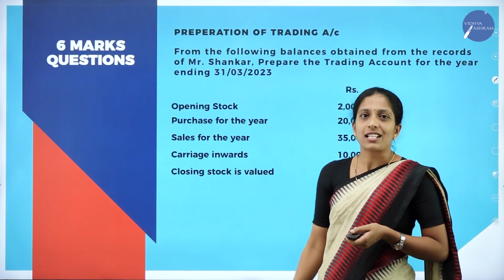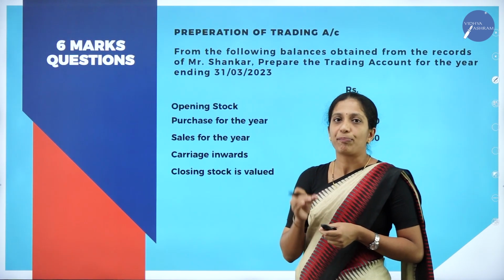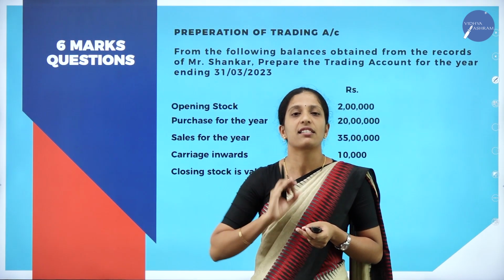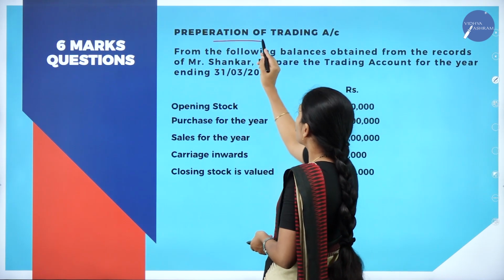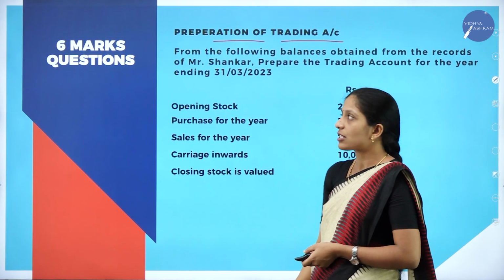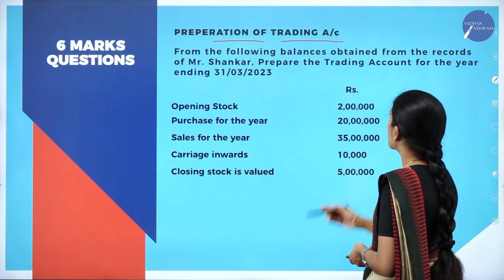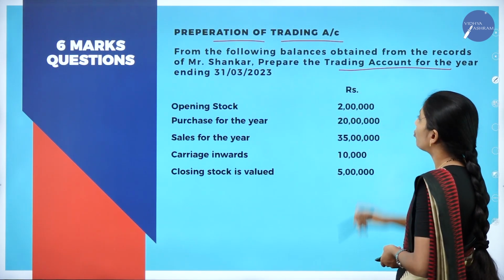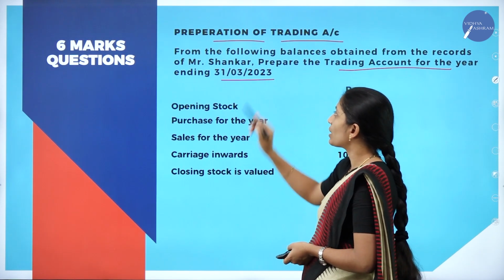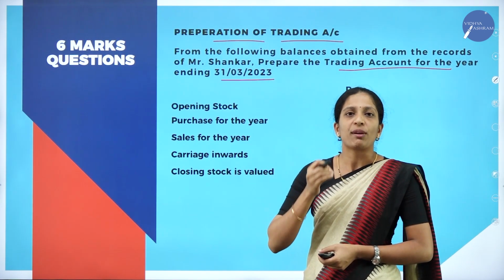Now moving on to the 6 marks question, I have told you it is a very important question for 6 marks and very easy to score also. Okay. So we shall start with the question. Preparation of trading account, that is a 6 marks question. From the following balances obtained from the records of Mr. Shankar, prepare the trading account for the year ending 31st March 2023. So hope you remember the format.